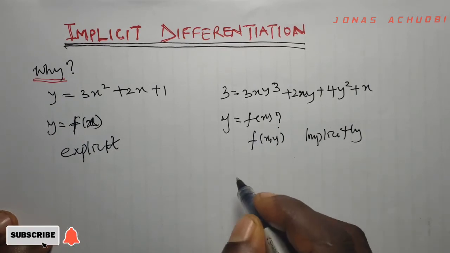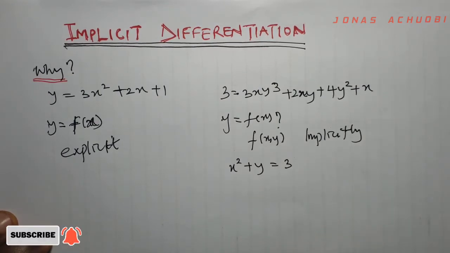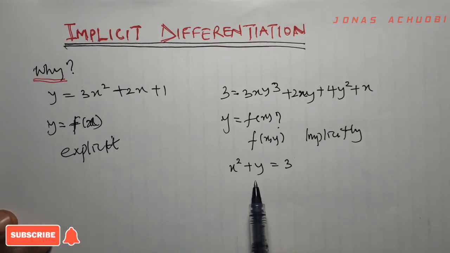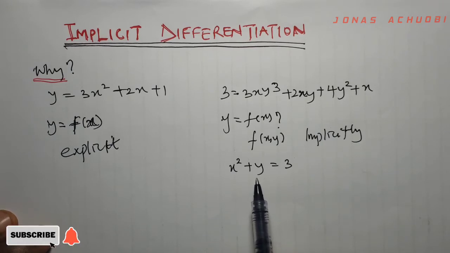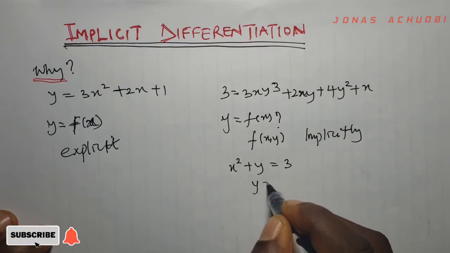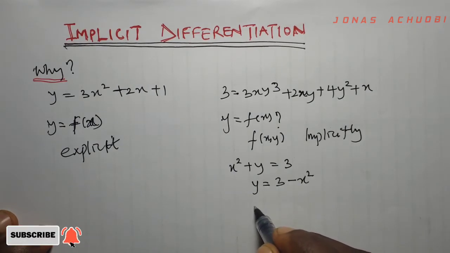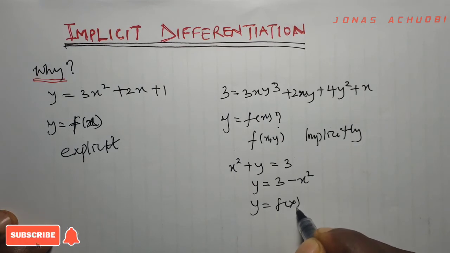For example, if we have the equation x squared plus y equals 3. The first question is, is this equation implicit or explicit? The answer is obvious. The left-hand side of the equation contains the variables x and y. So this equation here is implicit. But can it be made explicit? The answer is yes. So we can make y the subject of the equation by writing y equals 3 minus x squared. In this way, we have written the function in the form y equals f of x.